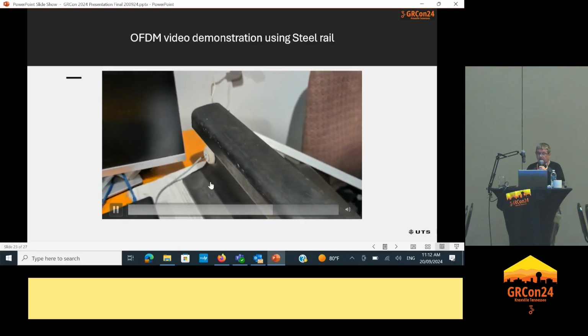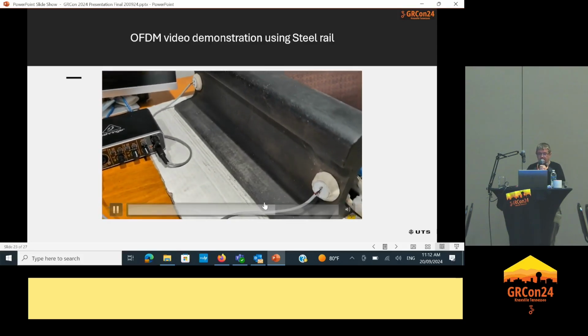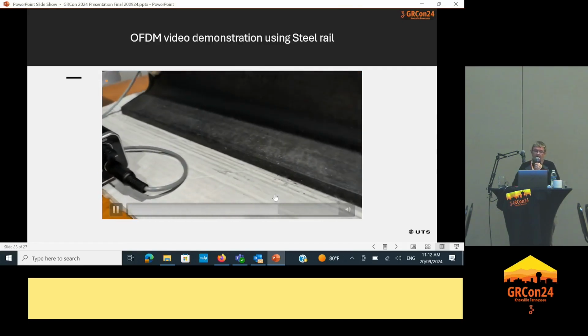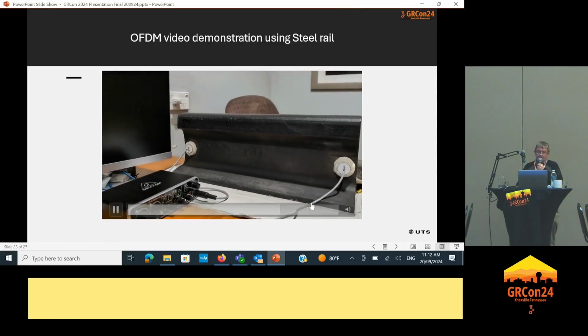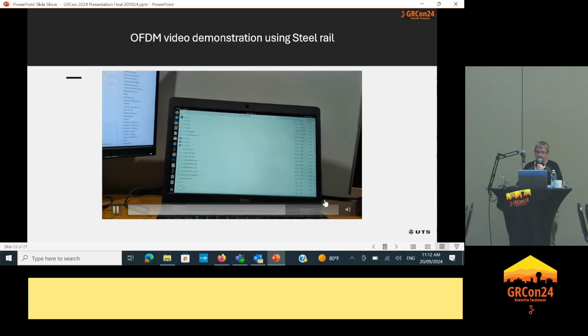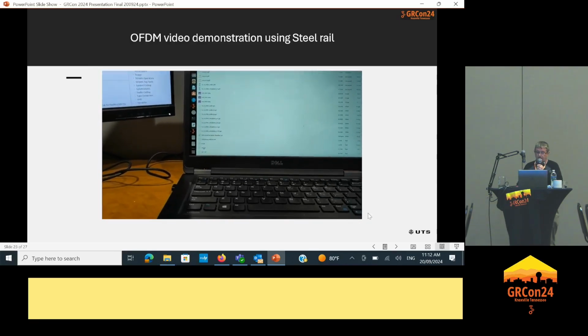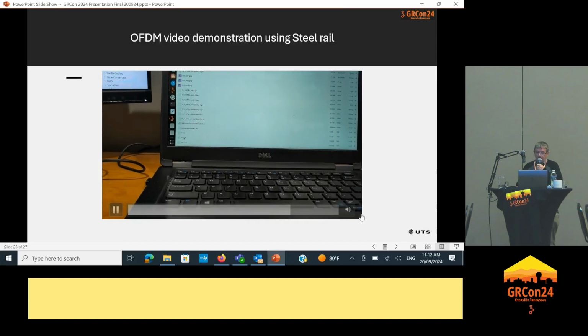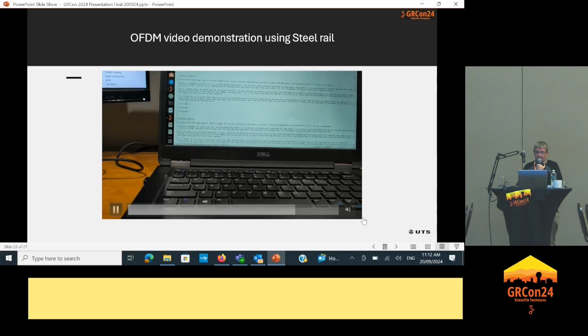When I tried this previously with BFSK, it just did not work. It would work in air, but it would not work when I actually put the transducers onto the track. And I think I'm going to open up the file, so there you go.